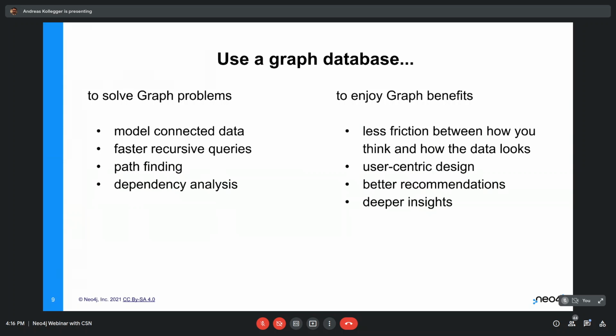And that's what the right-hand side here goes into a little bit, that it's more fun because there's less friction between how you already think about the world around you and also data and how the data is stored. So if you think even about ER diagrams or anything within data, it's natural for us to think about two things.